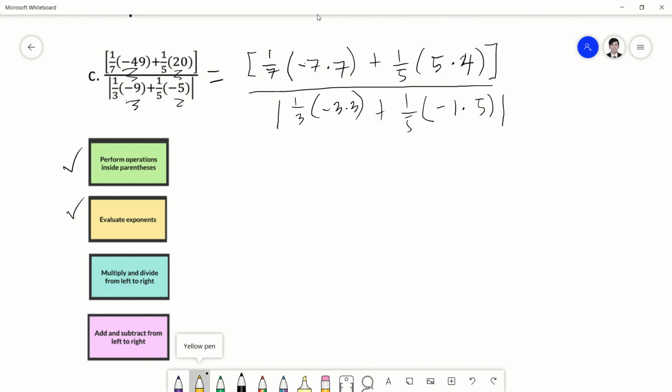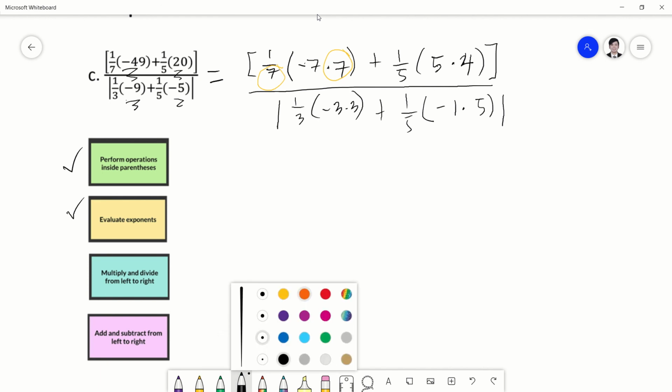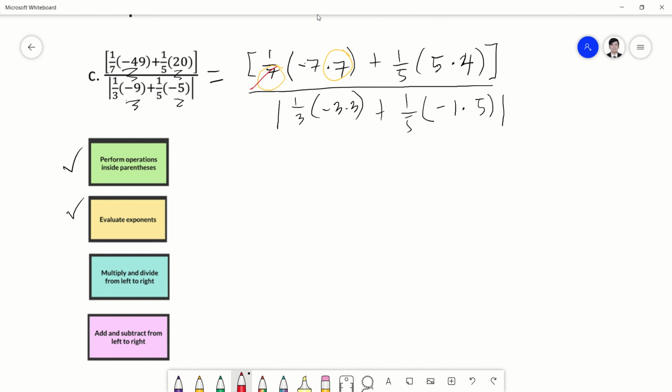For example, we have 1 over 7 times the negative 49. But the negative 49 can be written as negative 7 times 7. If you notice, 7 here is in the denominator, 7 here is in the numerator. That means we can cancel that out immediately. And that would also be true here: 1/5 times the quantity 5 times 4, we cancel out 5. Here, 3 will be cancelled out because the operation between the two is just multiplication. And here, the last is also multiplication, so you can cancel out the 5.